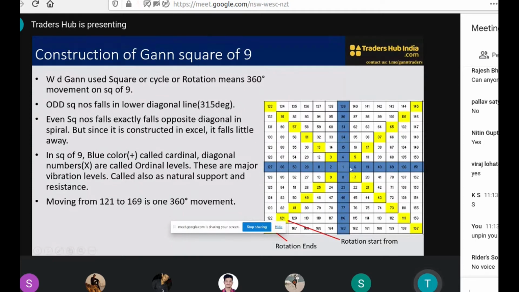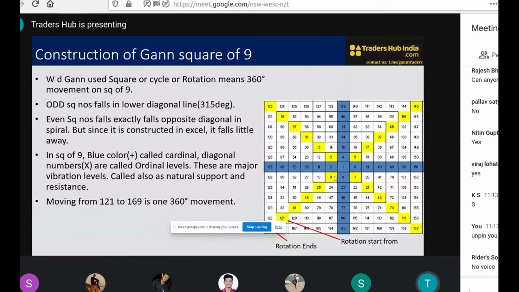So in the clockwise direction, you always notice all the odd squares fall in the lower diagonal of the chart. It's always in the lower diagonal: 1, 9, 25, 49, 81. These are very important natural numbers, and very powerful support and resistance.